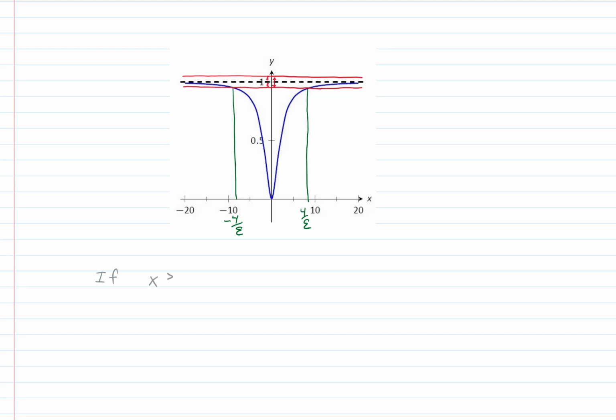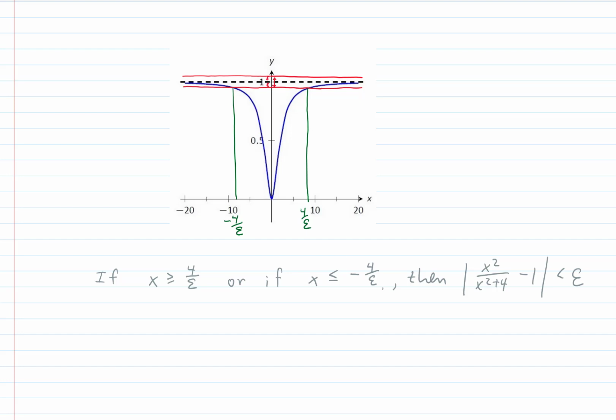if x is equal to or greater than 4 over epsilon, or if x is less than or equal to negative 4 over epsilon, then the distance between f of x and 1 will be less than epsilon. And I can do those both at the same time because, like I said, this one is nice and symmetric.